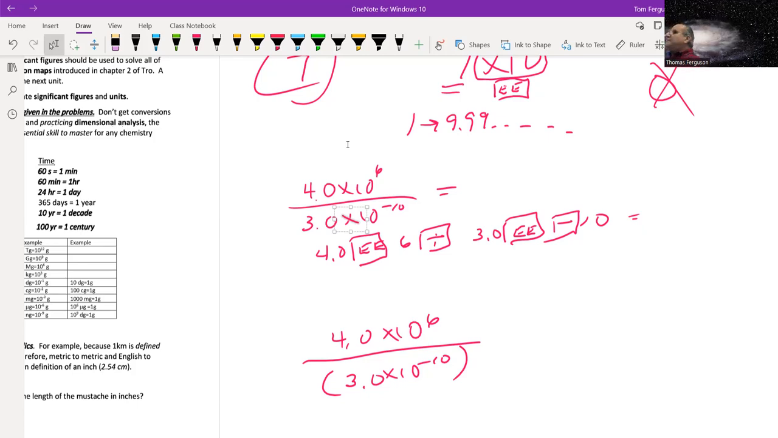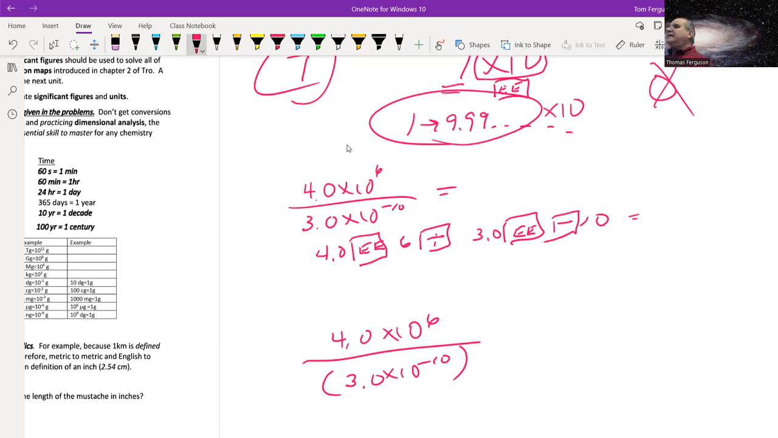All right. If you're going to report something in scientific notation, though, make sure it's proper scientific notation, meaning that number is from 1 to 10. Actually, it's not 10. It's 9.99999. And you've got a base 10 exponentiation.